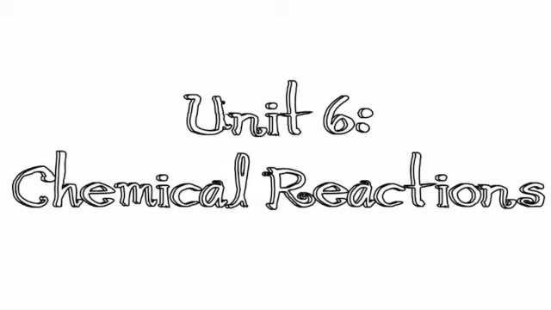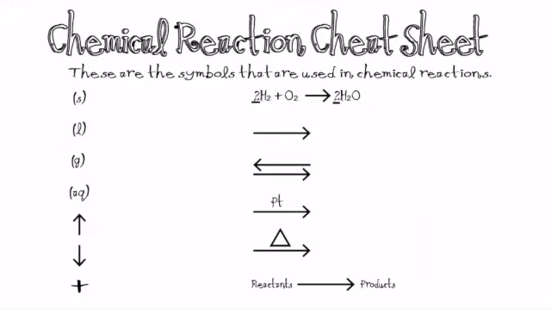This is Unit 6, Chemical Reactions. Chemical Reaction Cheat Sheet. These are the symbols that are used in chemical reactions. S stands for solid, L, liquid, G, gas, AQ stands for aqueous or dissolved in water. An up arrow can also indicate a gas. A down arrow is a solid. The plus sign is used to separate reactants or products.